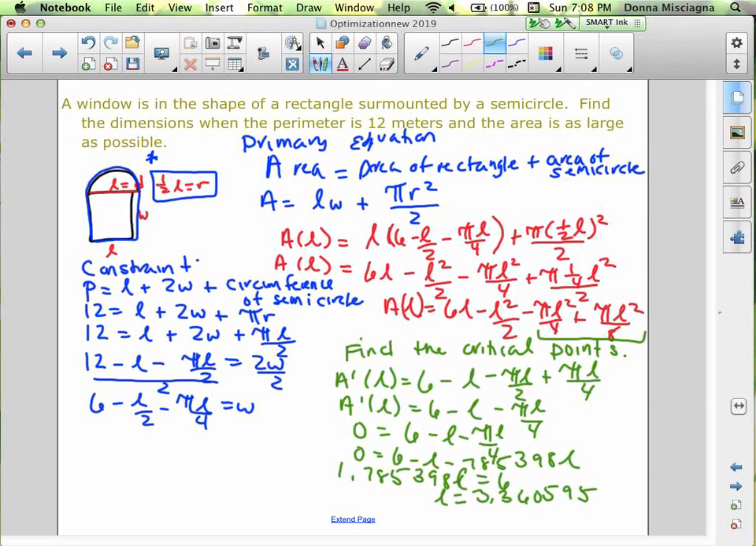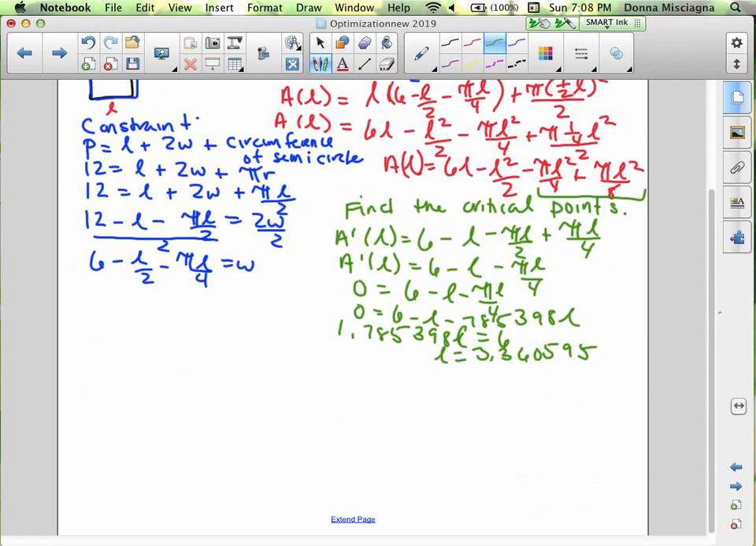All right, so now let's test in a sign chart. All right, so here's our sign chart, and this is for the first derivative. All right, so there's our critical point, 3.360595. Let's use a value less, like 1, and a value more, like 4.